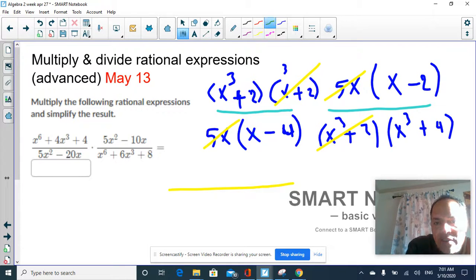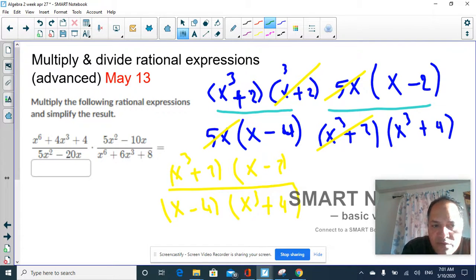Anyone? x power 3 plus 2. This is up here, and x minus 2. The bottom will be x minus 4 and x power 3 plus 4. This is your simplest form.